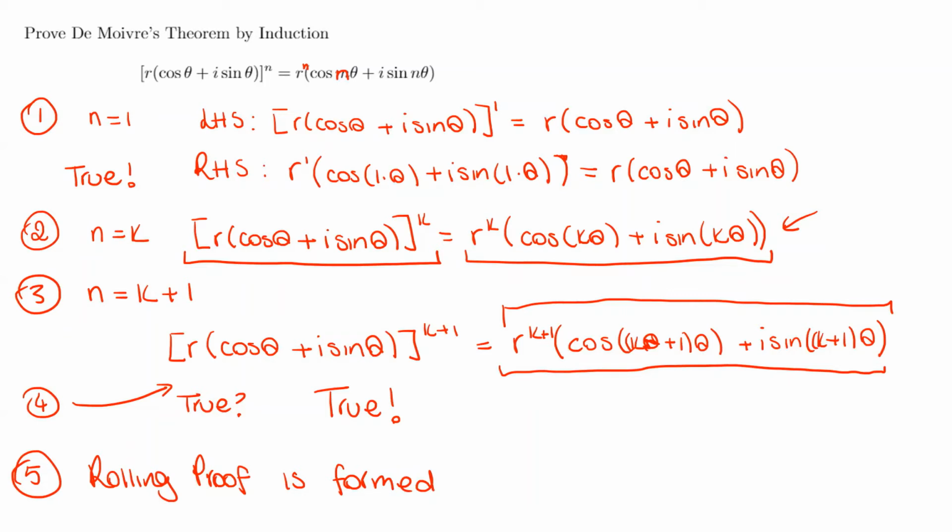So from that then, guys, from this proof by induction, you know that de Moivre's theorem is true: for any complex number to the power of n, to find that power, all you have to do is put the modulus r to the power of n and multiply the angle theta by n.